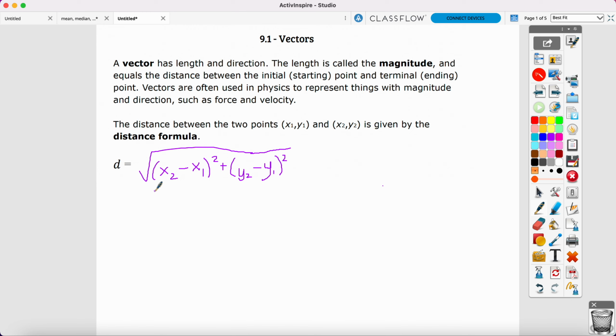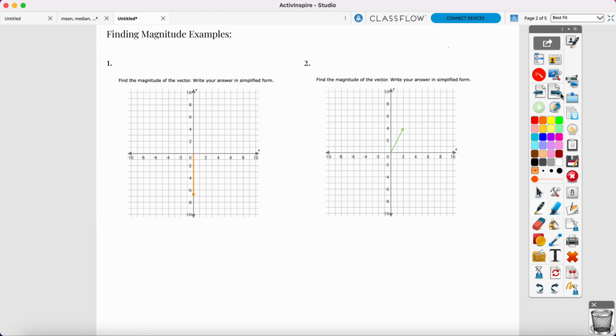But if we have a graph, you can also just look at it and know that this is going to be your horizontal distance and this is going to be your vertical distance. So for finding magnitude examples, we have this first one, which is easy. If it is just a vertical or horizontal line, you can just count how many units from the start of this vector to the end of this vector. And this one, it is 7 units, so the magnitude is 7.